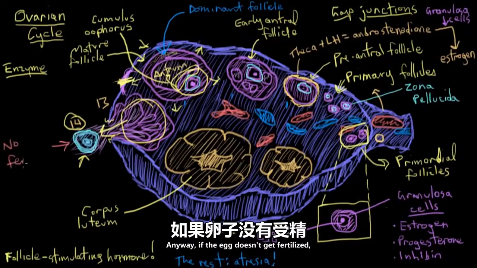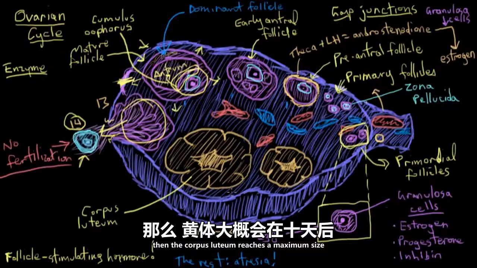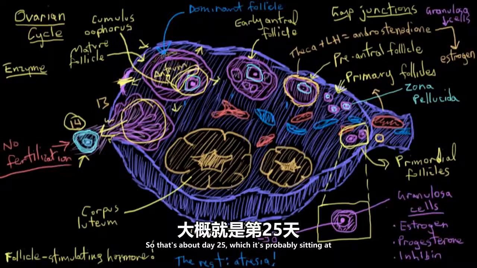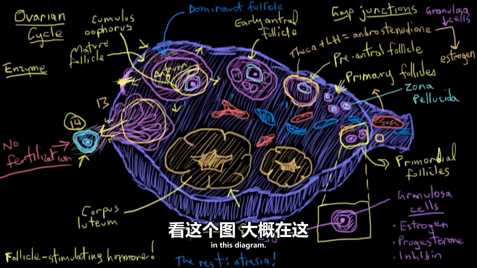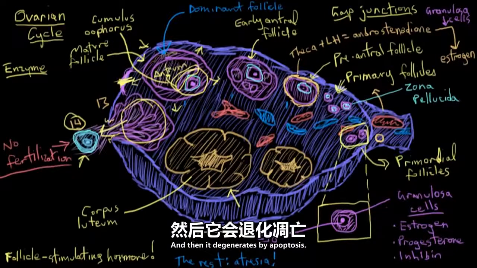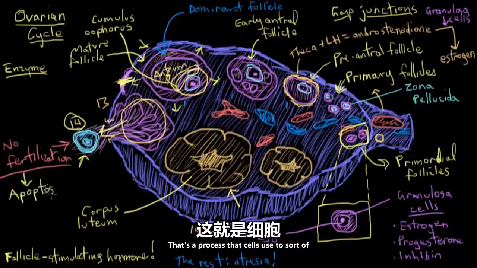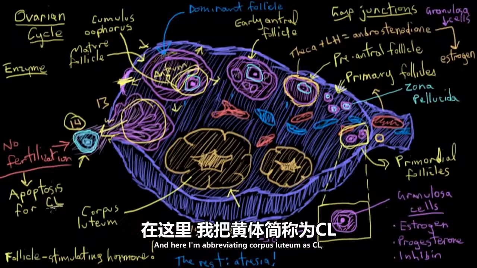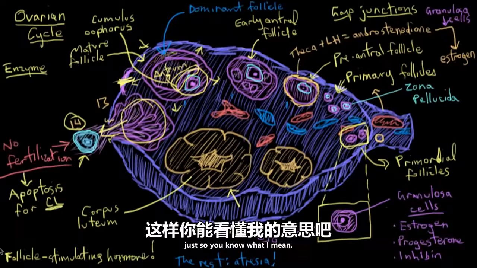Anyway, if the egg doesn't get fertilized, then the corpus luteum reaches a maximum size in about 10 days, so that's about day 25, which it's probably sitting at in this diagram. And then it degenerates by apoptosis. That's a process that cells use to sort of self-destruct and die off. And here I'm abbreviating corpus luteum as CL, just so you know what I mean.